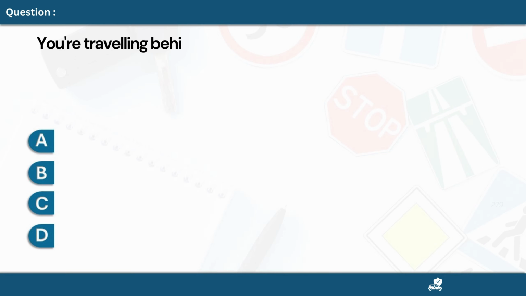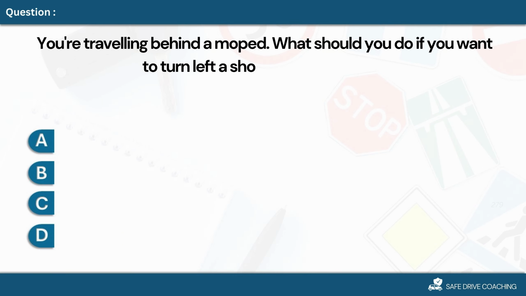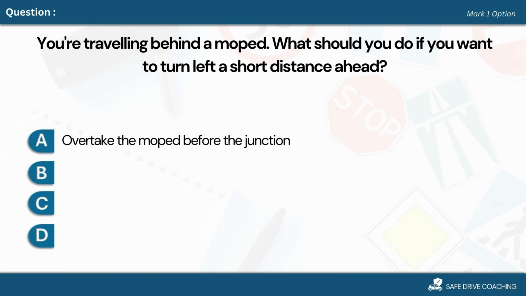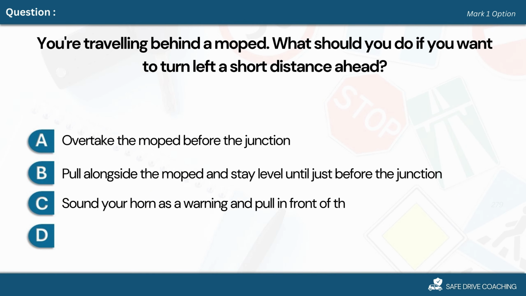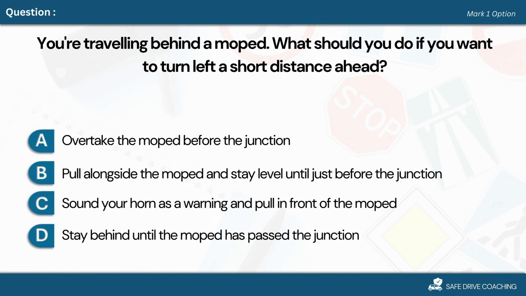You're traveling behind a moped. What should you do if you want to turn left a short distance ahead? A. Overtake the moped before the junction. B. Pull alongside the moped and stay level until just before the junction. C. Sound your horn as a warning and pull in front of the moped. D. Stay behind until the moped has passed the junction.